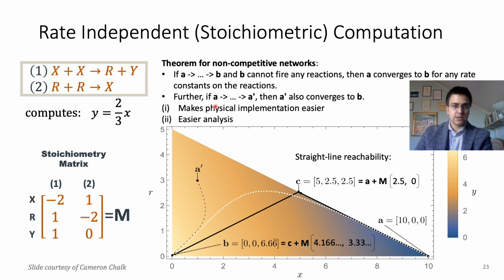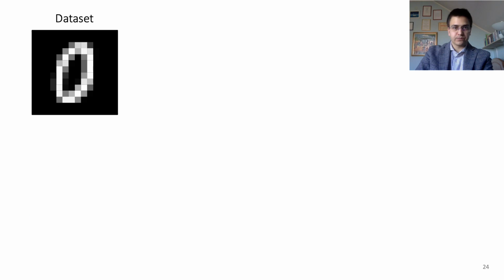What all of this implies is that it makes physical implementation easier, because now when you design molecules, you don't have to worry about the rates of individual reactions, and they are very hard to tune. Second, it enables easier analysis. You can do this straight line reachability as we showed, and in that way you can prove what the CRN computes. You don't have to worry about ODEs.